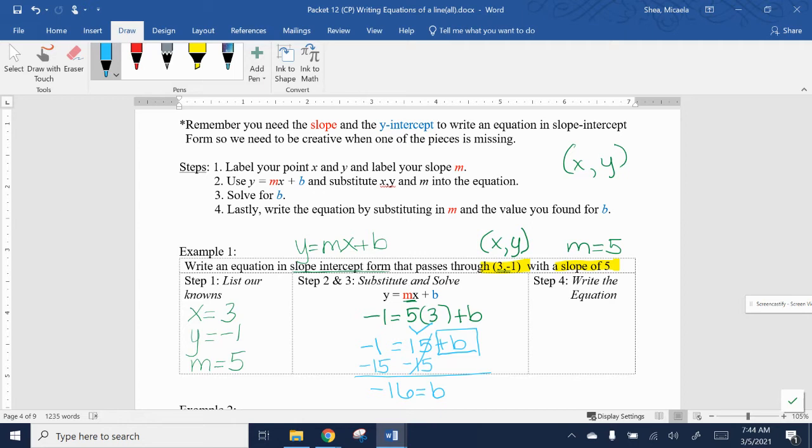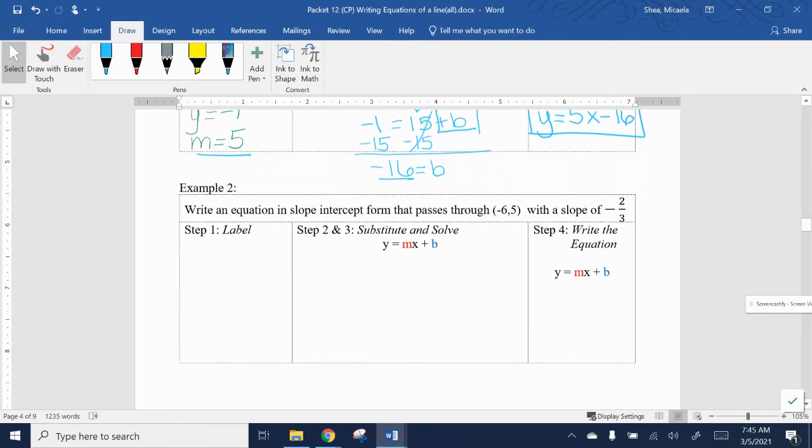And then we're going to write our equation. When we write our equation, we want it in slope-intercept form, and we're only going to be substituting in the m and the b for our final equation, just like we did in class the other day. So we're going to have y equals, our m was 5, so y equals 5x, and our b is -16, so -16. And this will be our final answer for that one.